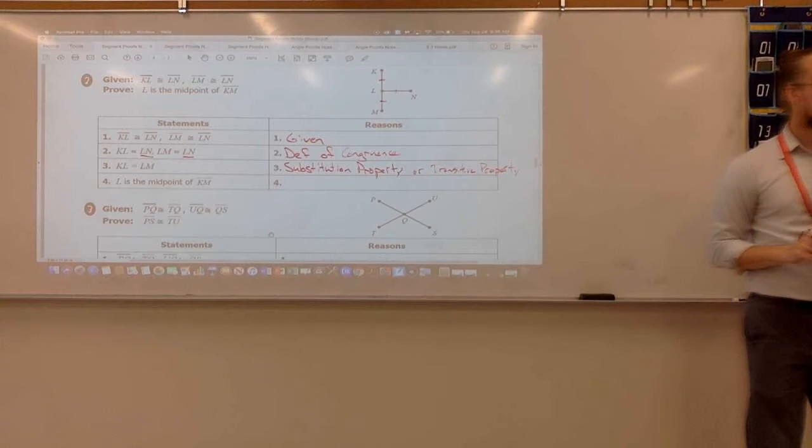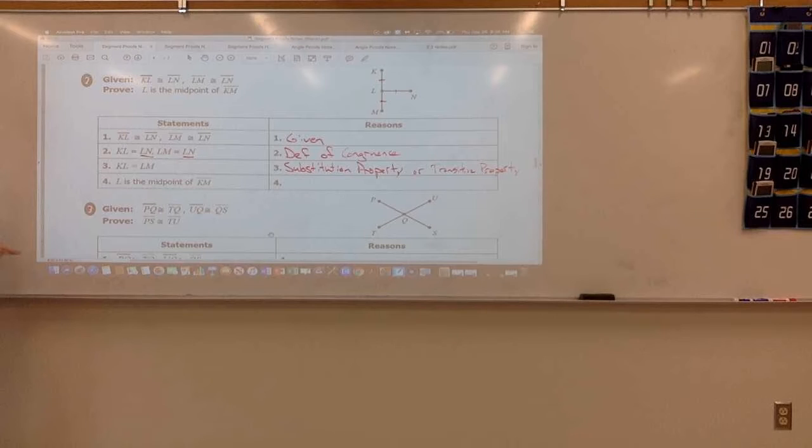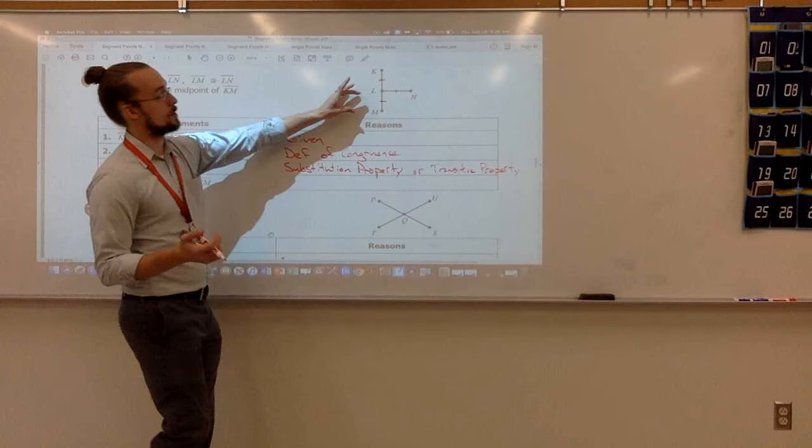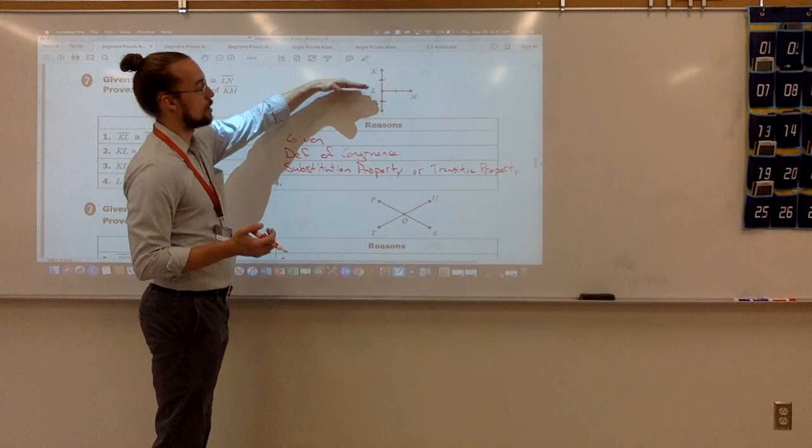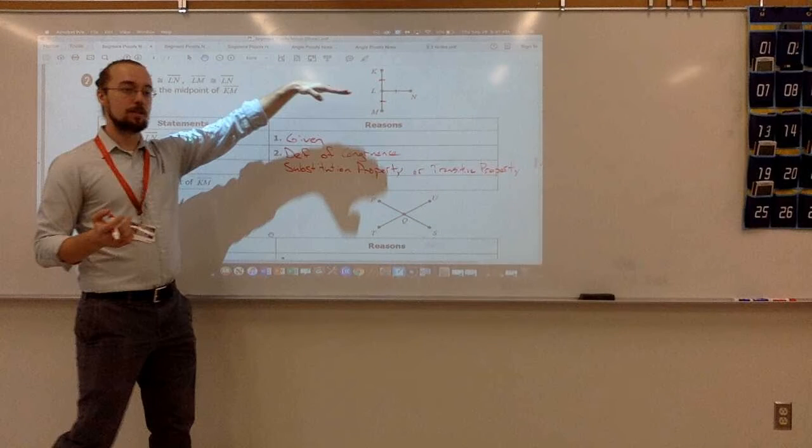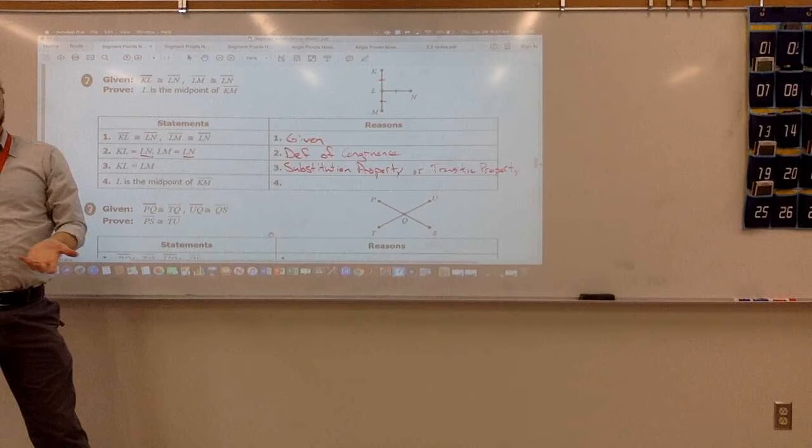LM. Now I can claim that L is the midpoint of KM. I think some of you already said this. So if I know that these two segments are the same, then we can say L is the midpoint by definition of midpoint.